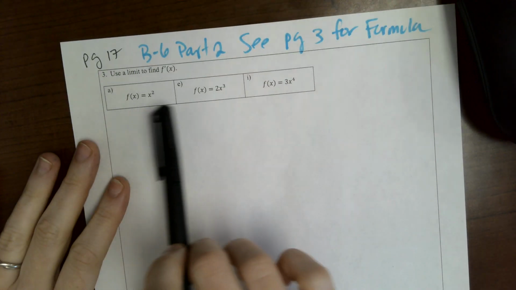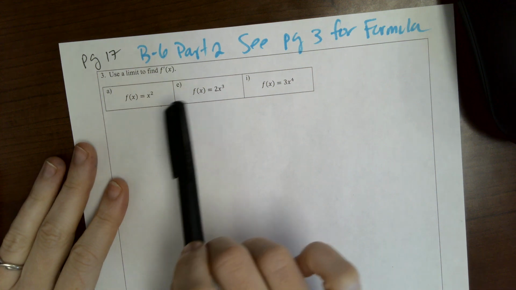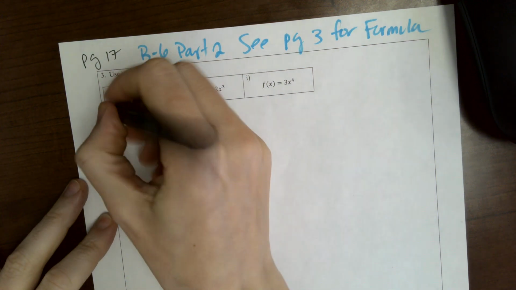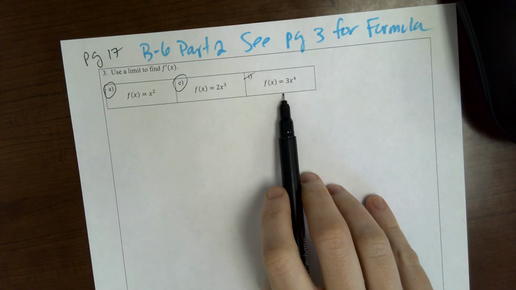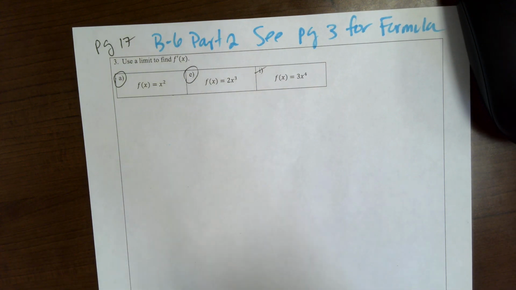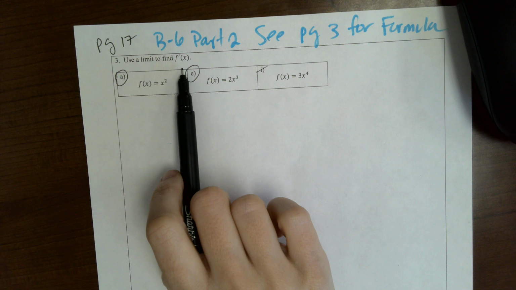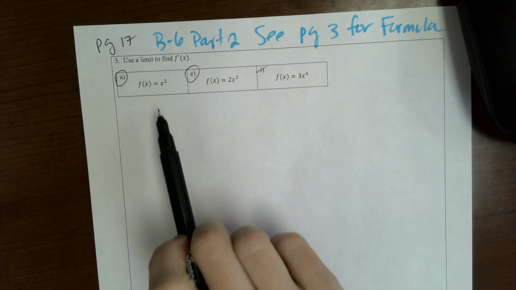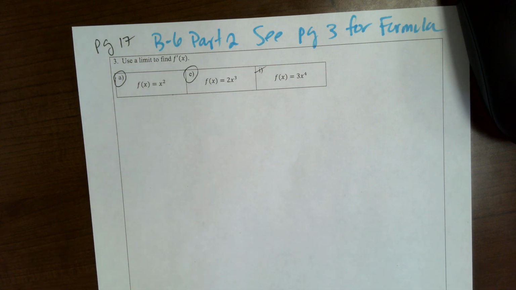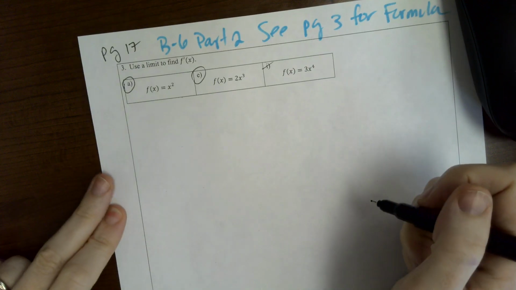Okay, so we're going to do A, and this should be B, I guess, but we'll do A and E. This one we will leave off for now, but you could do that on your own if you'd like. Okay, so use a limit to find f prime of x. And next video, guys, you're going to have a very fast formula that allows you to find these f prime of x in one move. But for now, we're going to use a limit.